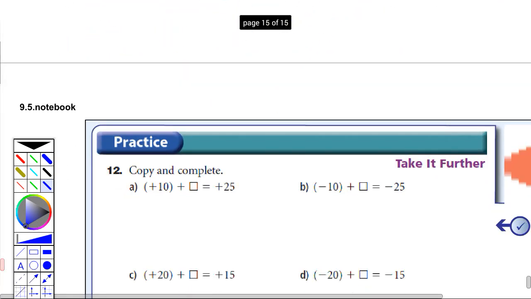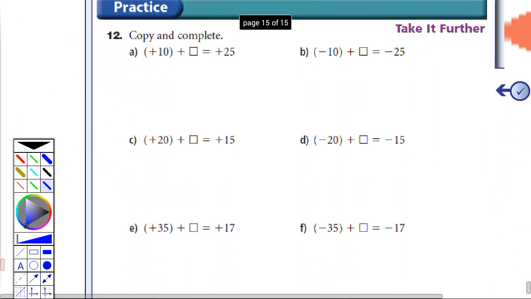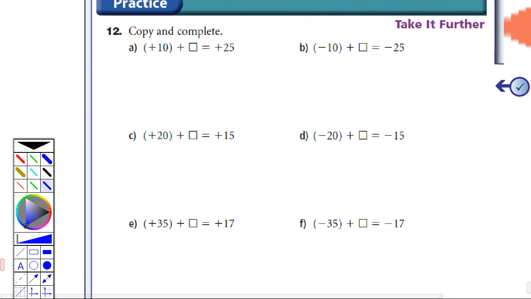And this should be number 12. That's right, this is the last question. So we have plus 10 plus some mystery number equals 25. Well, we know that 10 plus 15 is going to be 25, so our answer is going to be positive 15. Let's look at B.